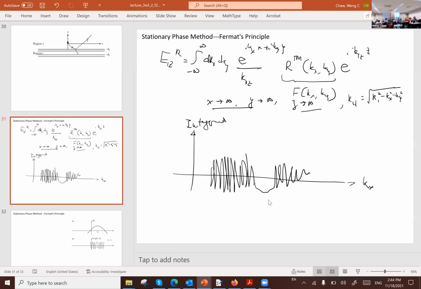Then the phase change will slow down. And if you are away from the stationary phase point, the phase of the integrand is going to change rapidly again. Do you catch this point? You see, these three together, Kx, Ky, and K1z, are a rather complicated function. And you can take a point, Kx and Ky, such that the phase variation will be minimal. That is called the stationary phase point. I indicate the stationary phase point to be that point over here. Maybe this is Kxs.